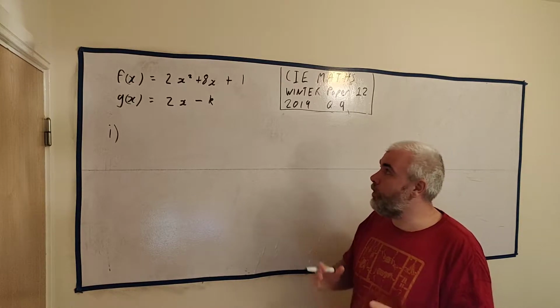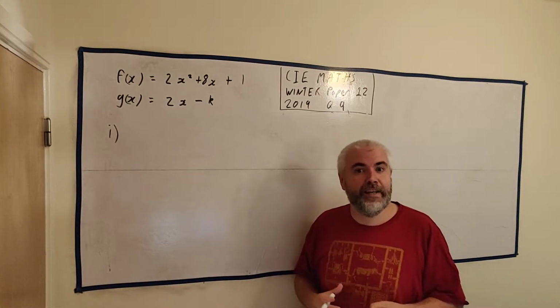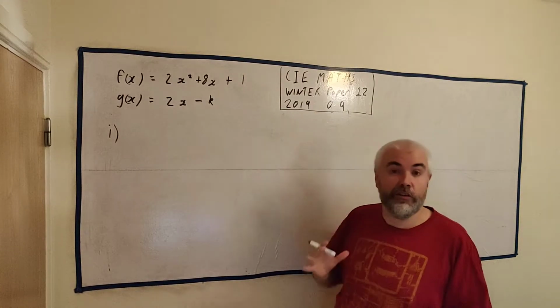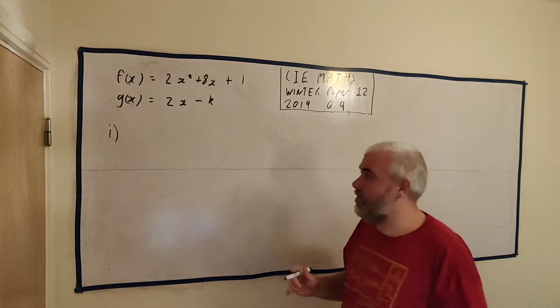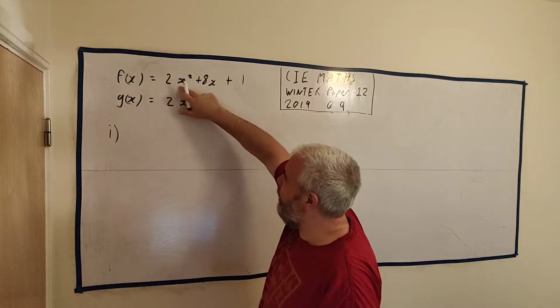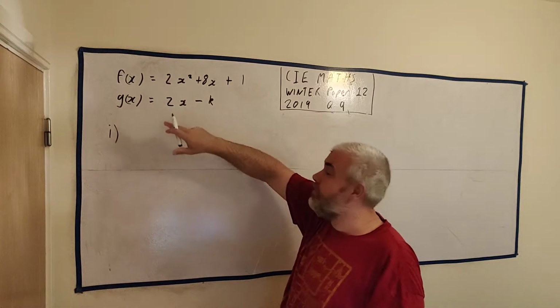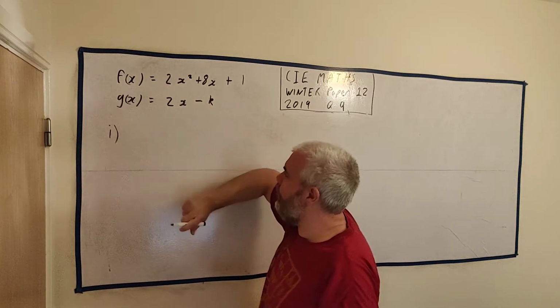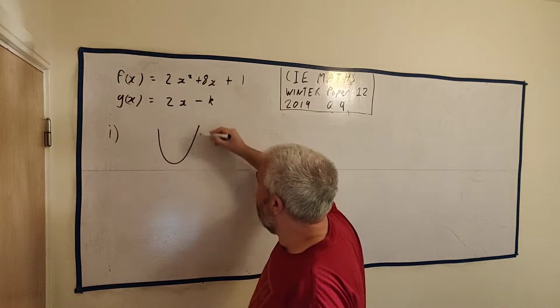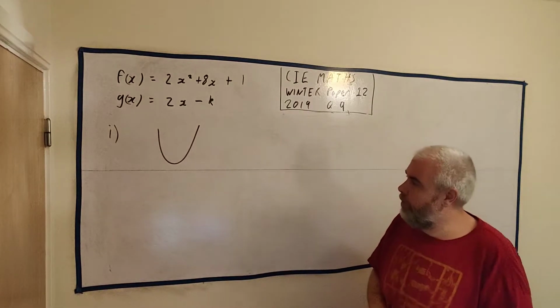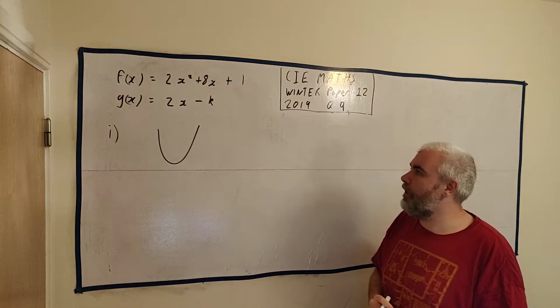And to do that, we need to have a little understanding of what these two things look like, what y equals f(x) looks like. Y equals f(x) is a quadratic equation, a positive one. The x squared is positive. So it will look something like this. That's all the detail I really need.